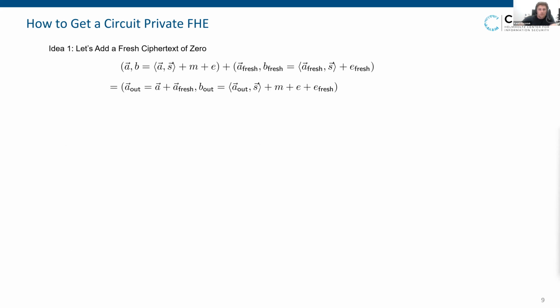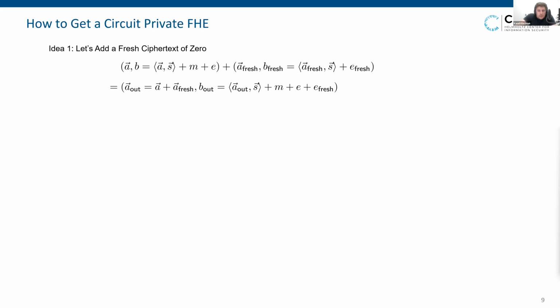All right, so let's finally talk about some algorithms and how to get circuit privacy for FHE. Let's start with the idea of adding a freshly chosen ciphertext of 0 to an LWE ciphertext. Remember that an LWE ciphertext consists of a vector A and an integer B, that is the inner product between the A vector and a secret key vector S, plus the message M, and a small error E.